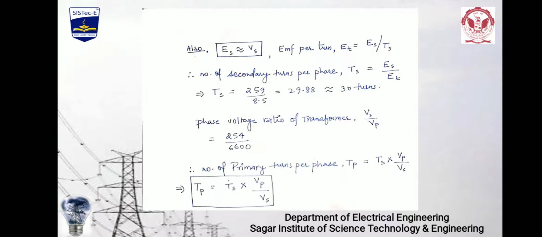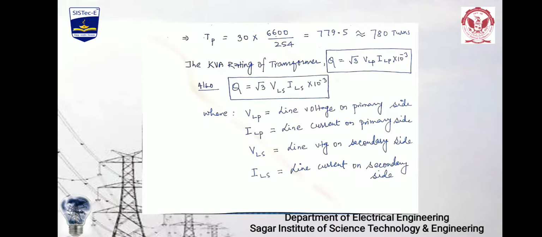Phase voltage ratio of transformer Vs by Vp is equal to 254 by 6600. Number of primary turns per phase Tp is equal to Ts into Vp upon Vs. Now Tp is equal to, putting the values, 30 into 6600 upon 254, is equal to 779.5. Turns is again integral, so it is 780 turns.